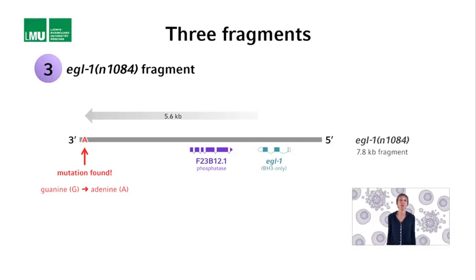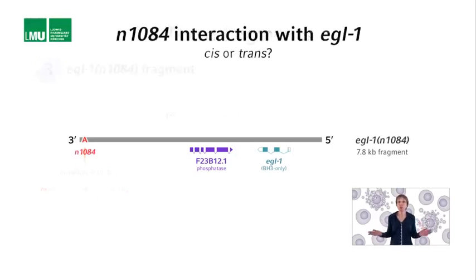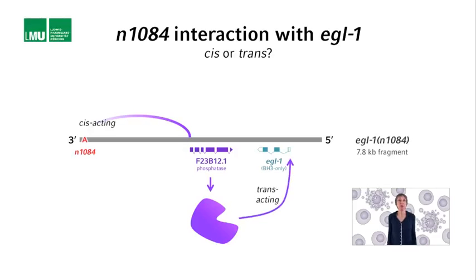the F23B12.1 transcription unit. Could it be that N1084 affects F23B12.1 in cis, and that its gene product, the phosphatase, then somehow affects the BH3 only gene in trans? Or does N1084 act from a distance to, in cis, directly affect the BH3 only gene?